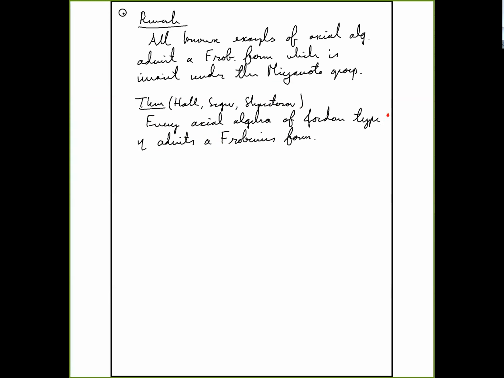So we know for this class of axial algebra, and a conjecture, this is myself and Sergei Shpectorov. So we conjecture that every axial algebra of monster type (a quarter, 1/32) admits a Frobenius form.